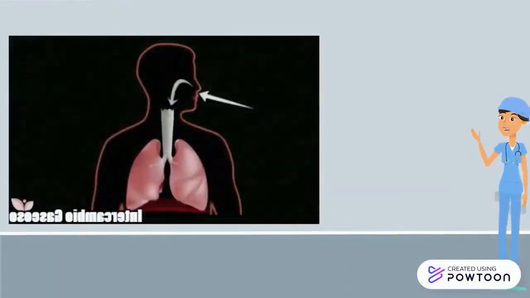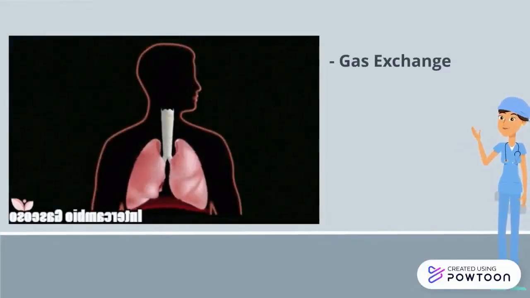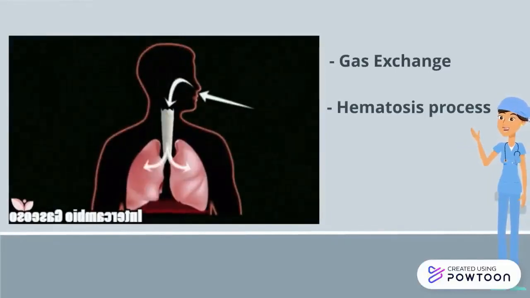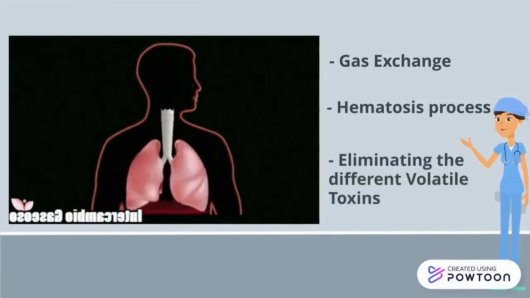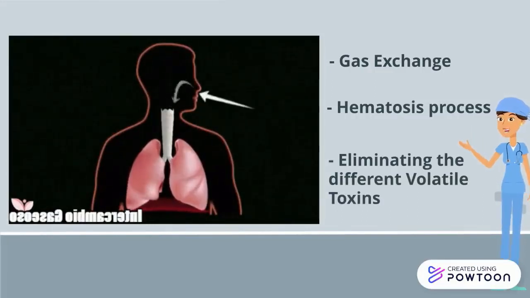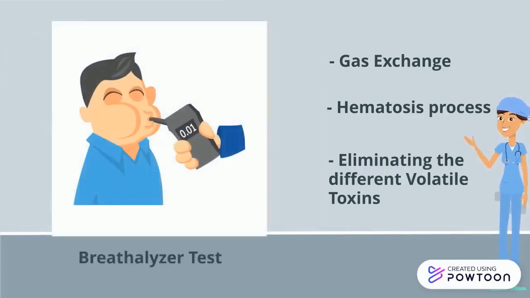The main purpose of respiration is the realization of a gas exchange, absorbing the oxygen present in the atmosphere in the area of the pulmonary alveoli, where, through capillaries, the process known as hematosis takes place, eliminating the different volatile toxins present in the blood such as carbon dioxide, but also alcohols, hence the functioning of the breathalyzer test.